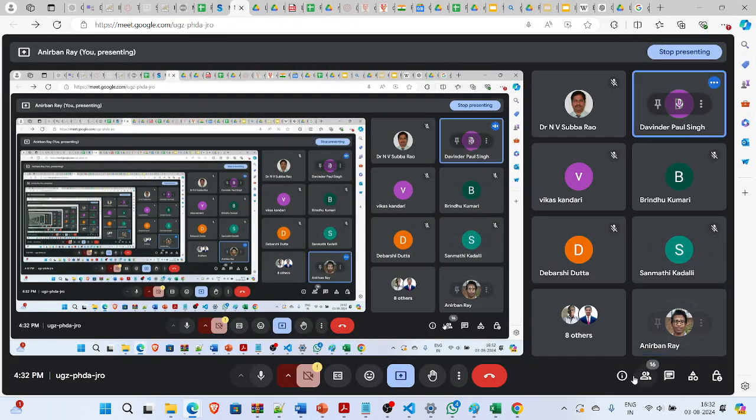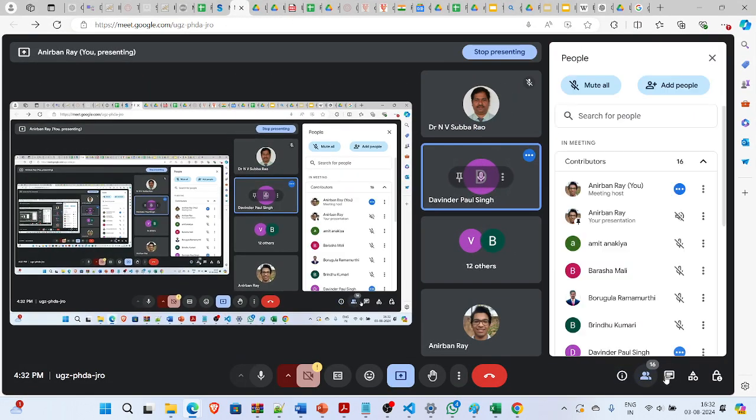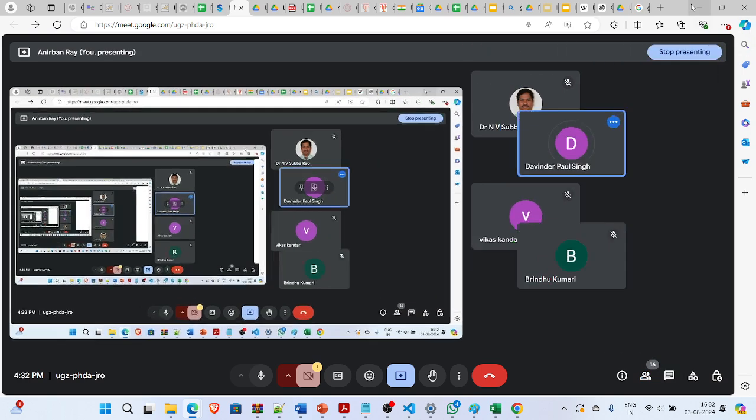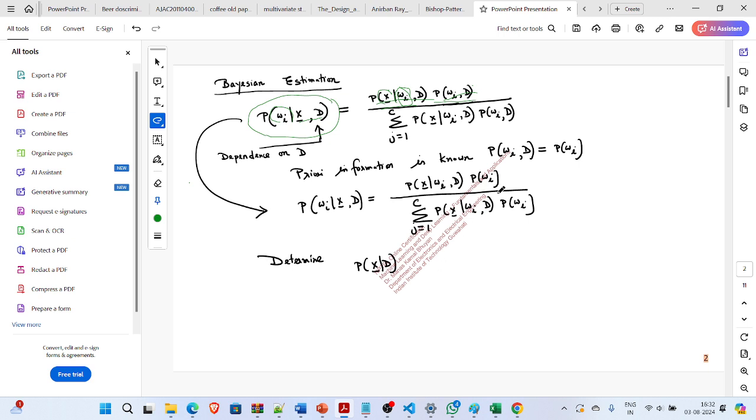Got it. Okay, and this is called the evidence. And the interesting thing you will see is that we are adding all the conditional probability with respect to wi. What happens with that is that you remove the wi parameter altogether. So this is not actually dependent on wi.